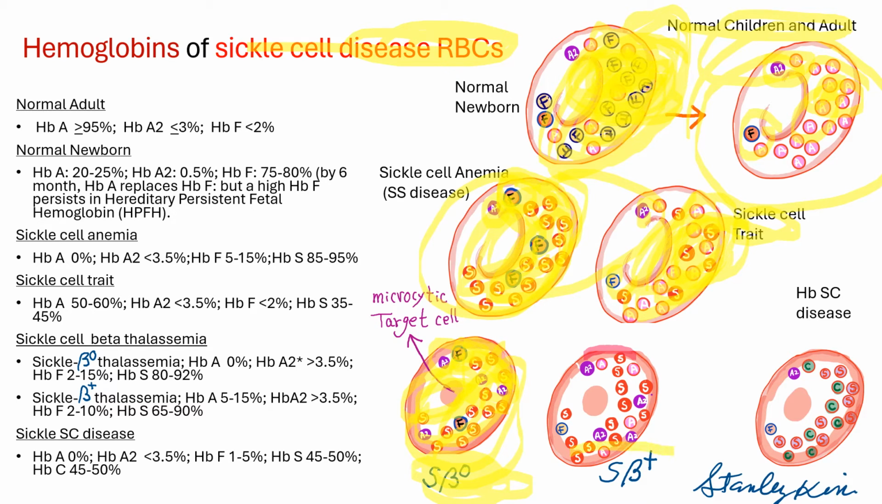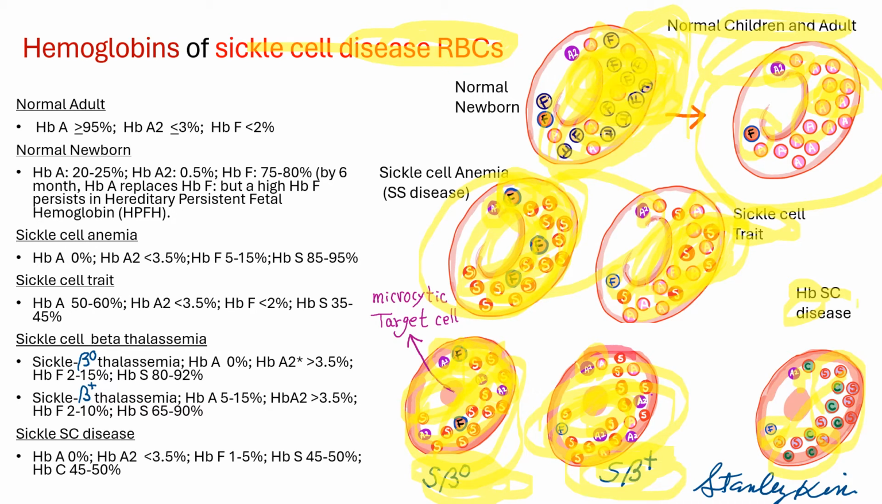In patients with hemoglobin S beta plus thalassemia, they have some hemoglobin A, maybe about 5 to 15%, but the majority of hemoglobins are hemoglobin S, 65 to 90%. And of course, they have a higher level of hemoglobin A2, about 5 to 10%, and a little bit of hemoglobin F. In patients with hemoglobin SC disease, as you expect, half of the hemoglobins are hemoglobin S and the other half hemoglobin C, and a very little bit of hemoglobin A2 and hemoglobin F.